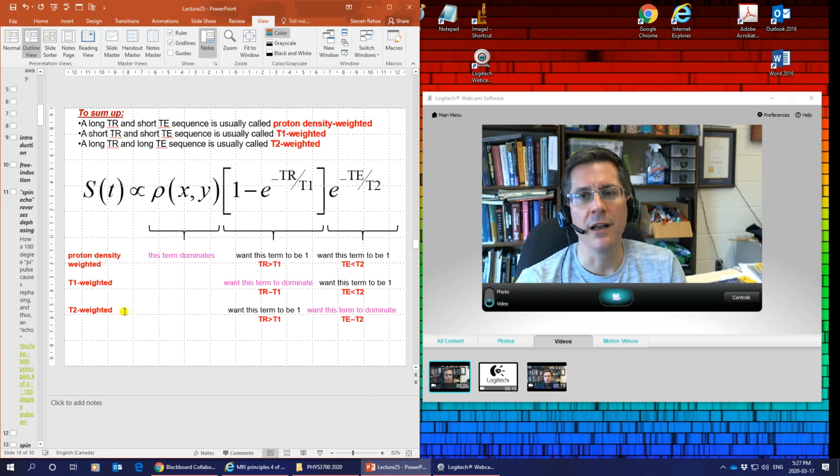The last type of weighting is called T2 weighting. I want a type of map of the tissue which depends only on T2.